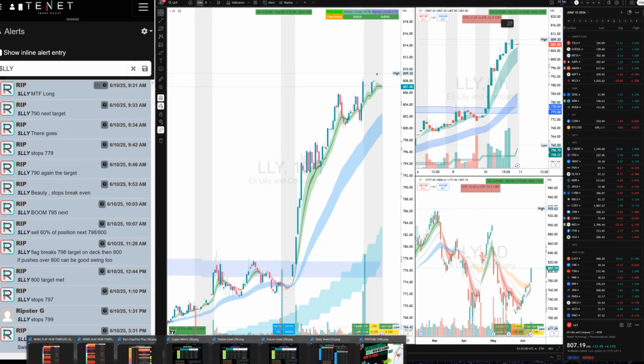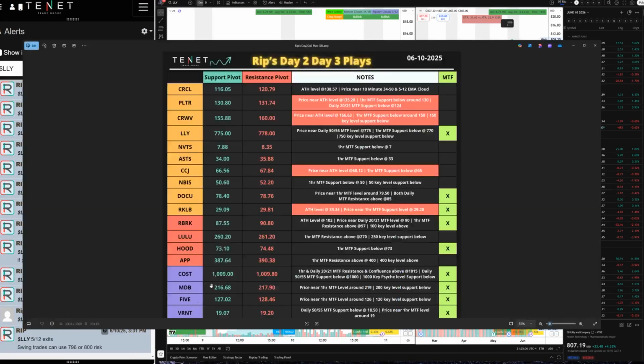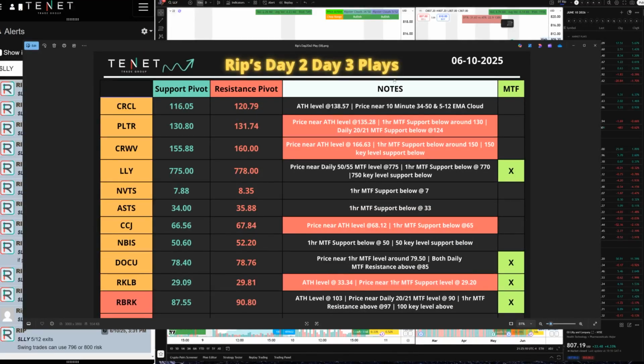Right, a few things. Lily was a home run today because Lily had news yesterday. It didn't make a big move yesterday, but it was on our day 2 setup. You see that? Day 2 Ripster, day 2, day 3 repeatable strategy. I teach you guys again and again. It was number 4 on my day 2, day 3 setup. I could have moved it higher, but it was my number 4.